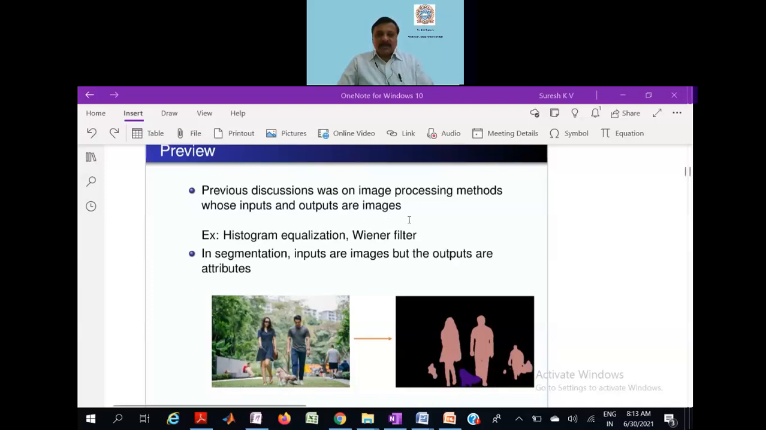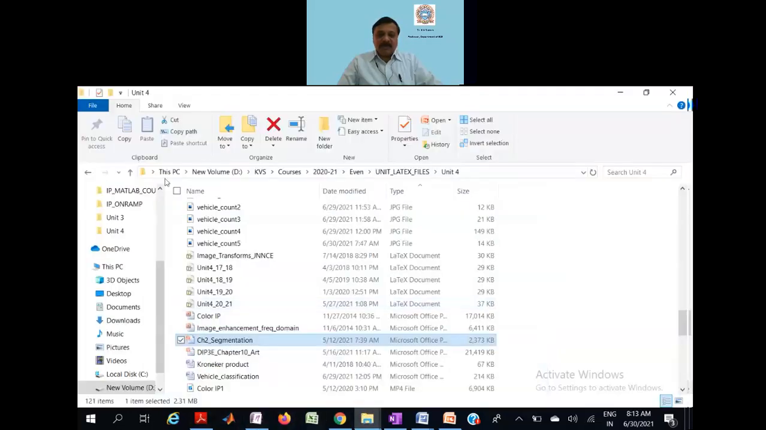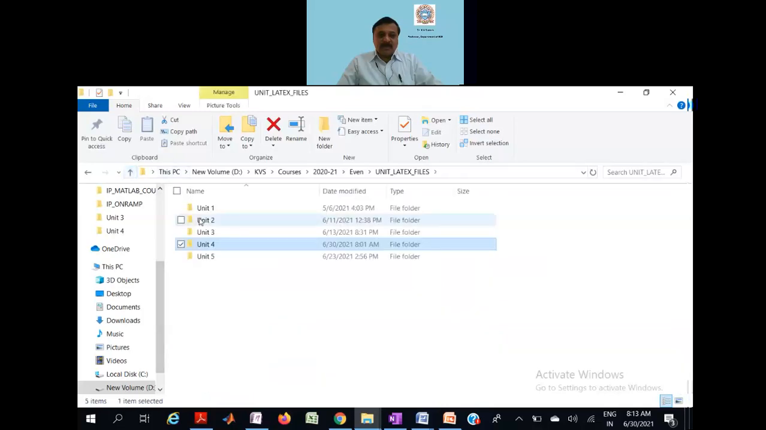Even in the case of the Wiener filter that we discussed in the previous unit, the input is a blurred image and the corresponding output after applying a Wiener filter is a restored image. So input is an image and output is an image. I hope you remember the block diagram that I showed you in the first unit. I think we can have a look at it again.